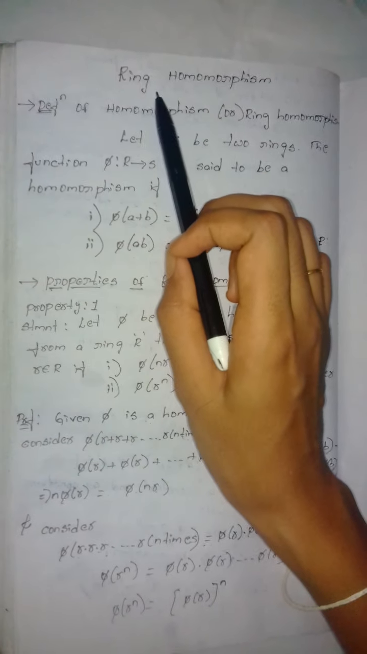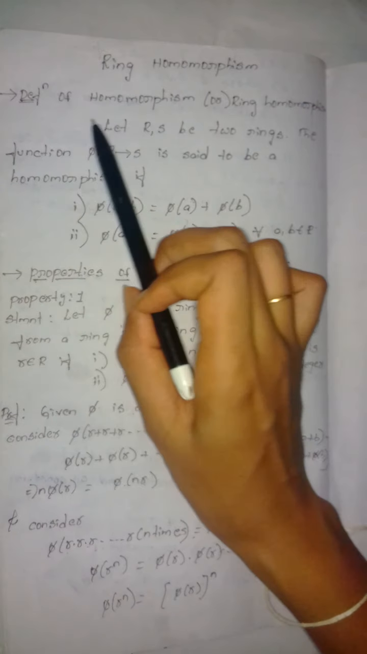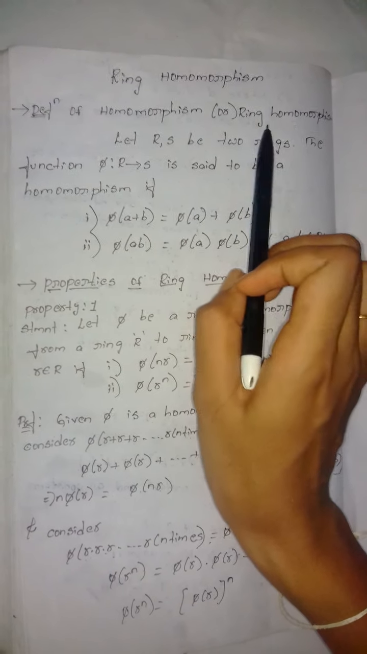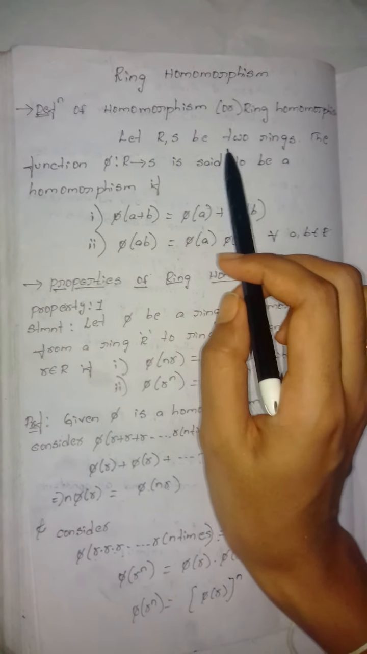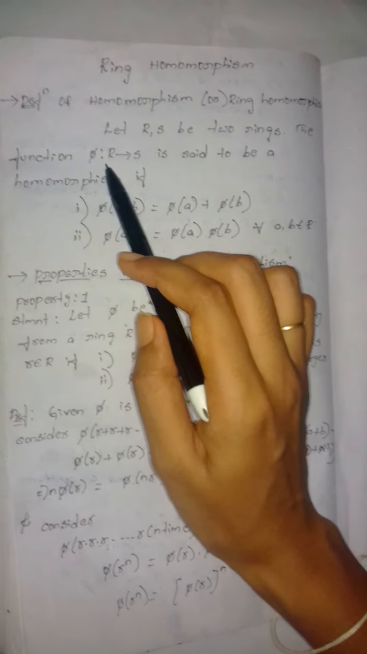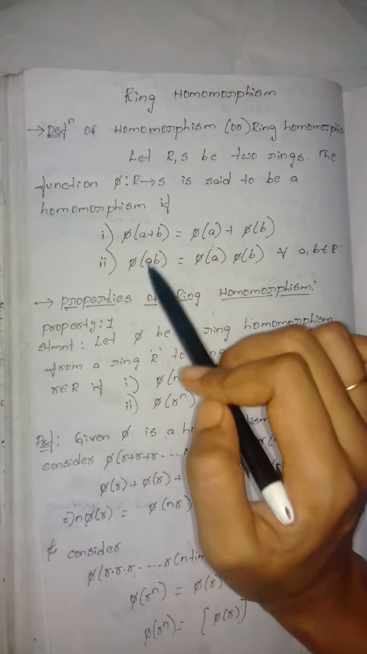Hello everyone. In this video I am going to explain ring homomorphism. Definition of ring homomorphism: let R, S be two rings. The function pi mapping from R to S is said to be a homomorphism if it satisfies these two conditions.